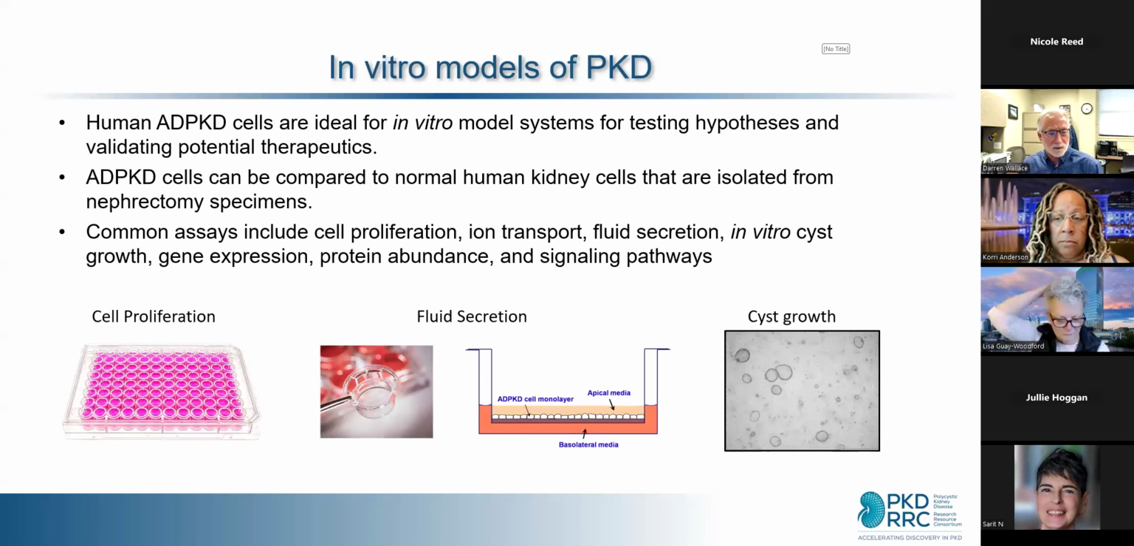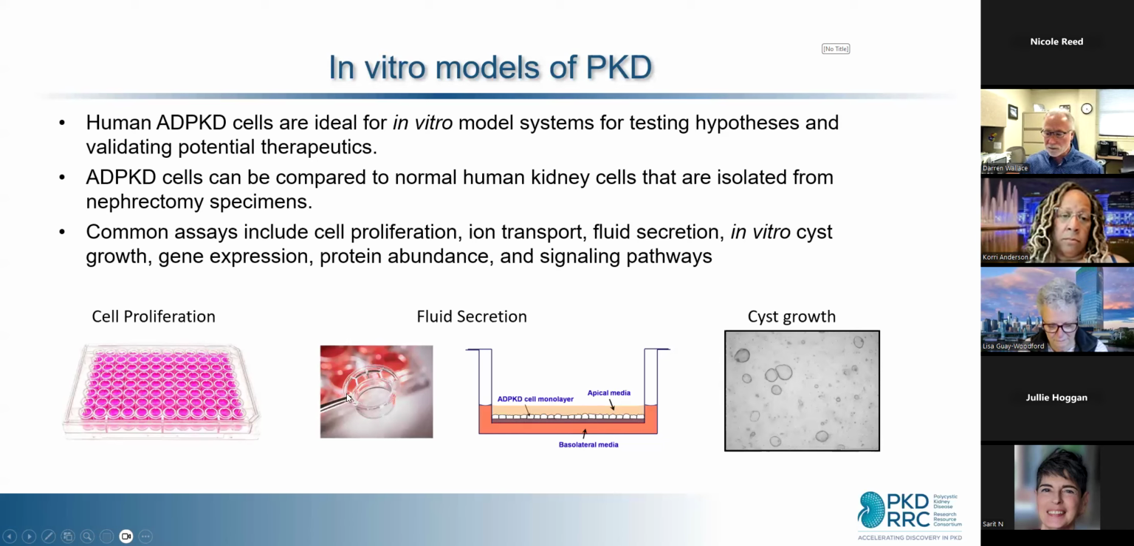Some of the common assays that we use these cells for is cell proliferation. That's shown down here on the left. This is a 96 well culture plate, and the cells are grown in each of these wells. So you might imagine that you can have 96 different drugs being tested at one time. I mean, obviously you would have replicates, but the point is that using these type of cell culture assays allows you to test a lot of compounds or test hypotheses using a large number of different conditions.